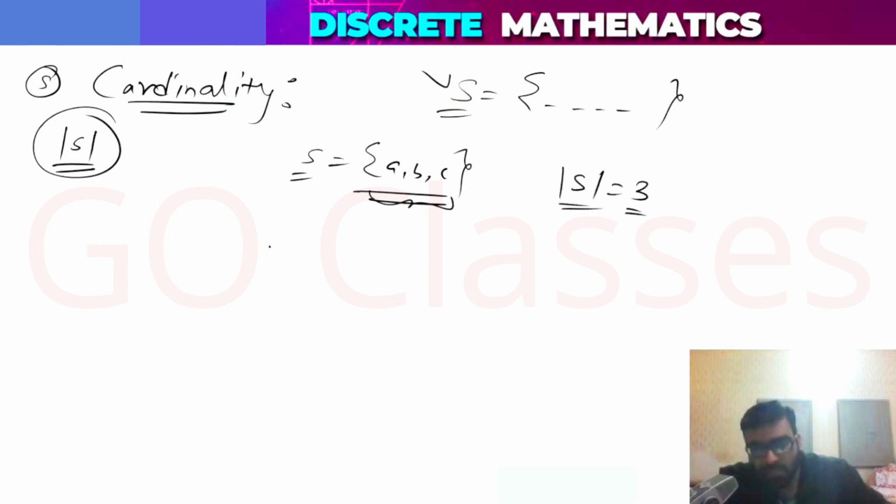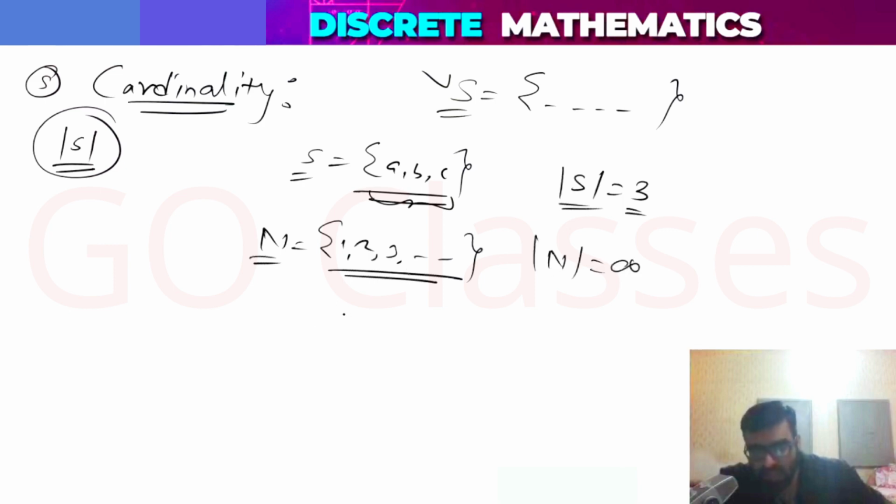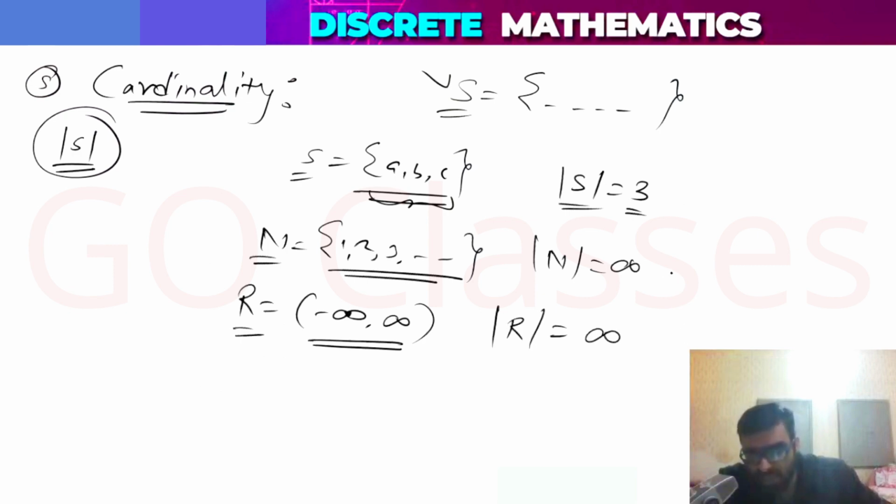But remember, if you have the set of natural numbers 1, 2, 3 and so on, and I ask you what is the cardinality of the natural numbers, now you will say that the cardinality of natural numbers is infinite. Now my next question would be the set of real numbers. Consider the set of real numbers from minus infinity to infinity. If I ask you again what is the cardinality of the set of real numbers, then you will again say that it is also infinite.